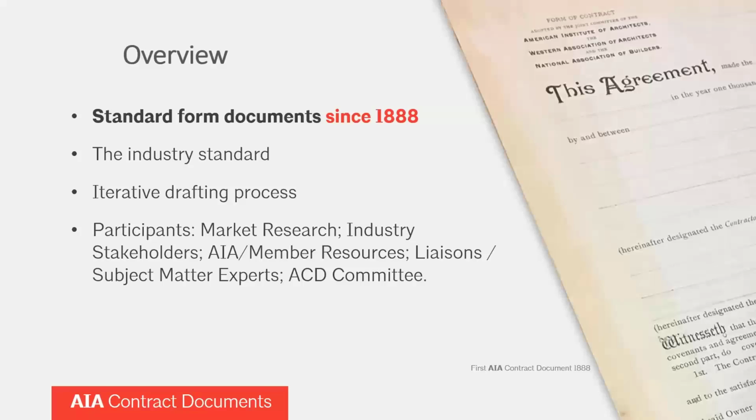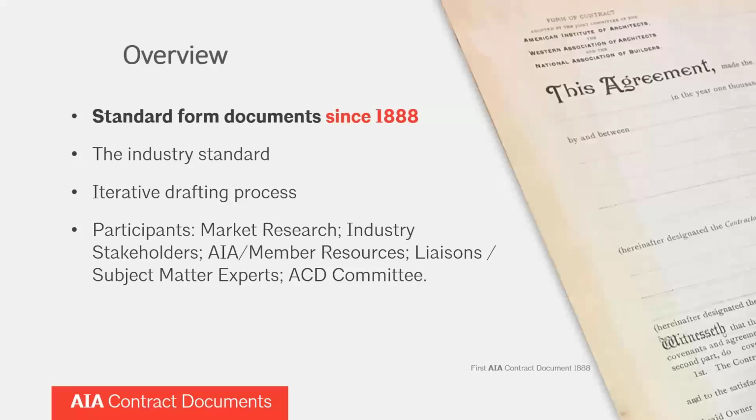It's an iterative drafting process, receiving all this input and making decisions that we feel are in the best interest of the industry. The documents are updated every 10 years. The A201 family was updated in 2017, and that's the conventional design-bid-build process of project delivery. And all of the owner-contractor agreements, contractor-subcontractor agreements, various insurance and bond forms, and many other documents that support the construction industry. And of course, the design side, owner-architect agreement, architect-consultant, and the like.